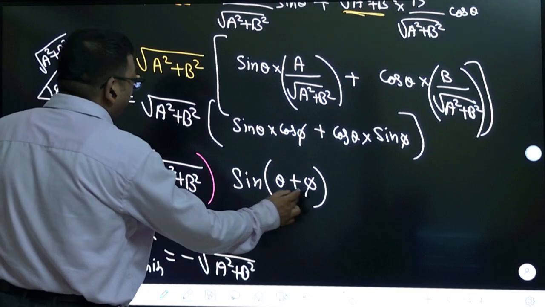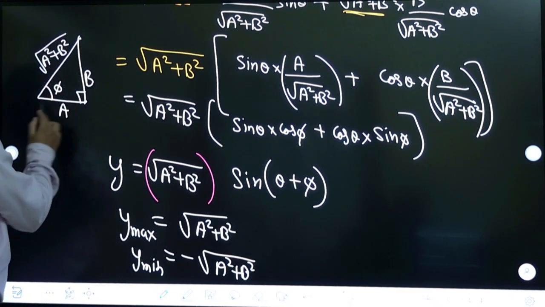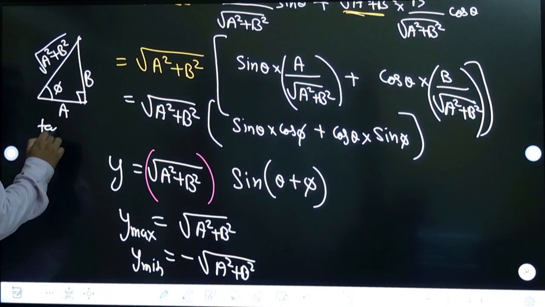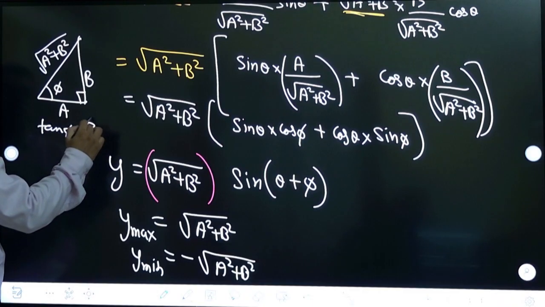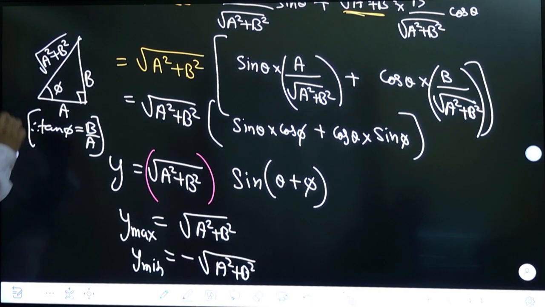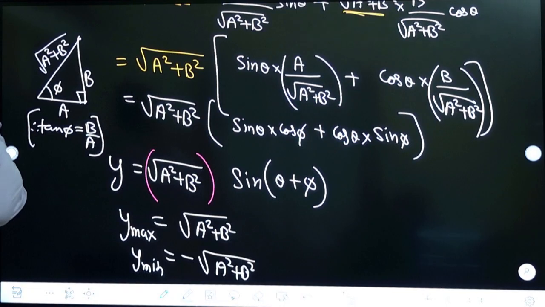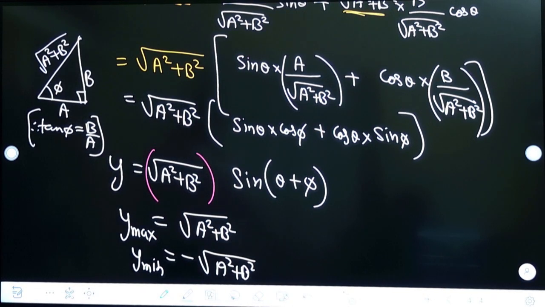And what is phi here? You can clearly see in this triangle. What is phi? Tan phi is b by a. From this triangle, we can clearly see that. Correct? Okay, so that is what it is.